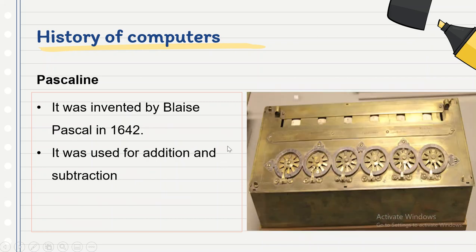In 1642 there was a scientist with the name of Blaise Pascal. He invented a machine which looked like this, and the name of that machine was Pascaline, and this machine was mainly used for addition and subtraction. The disadvantage of this machine was that you cannot perform multiplication or division using this machine.